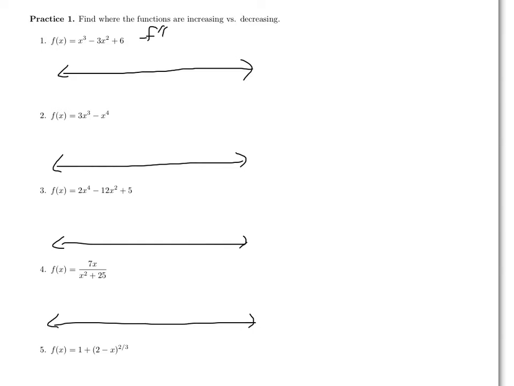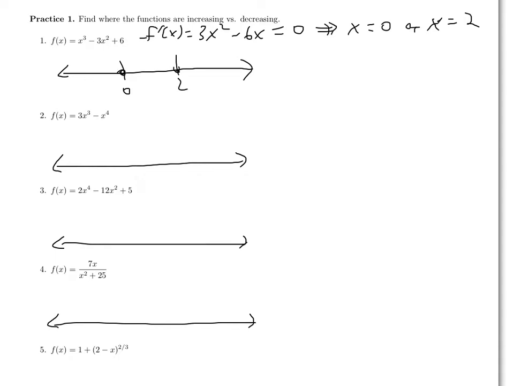Remember our steps are to first compute f prime, and so in this case f prime of x will be 3x squared minus 6x, and we set that equal to 0 and find out that that happens when x is 0 or when x is 2. So we're going to put our marks on our number line at 0 and 2.